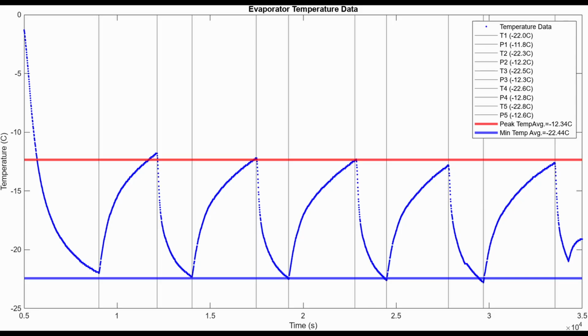Since we have two primary values here, the peak values and the trough values, I chose to take the lowest values for the parts of the refrigerator that should be cold and the highest values for the parts that should be warm. Since this is the evaporator output, it should be cold, so I'm going to take the average of the minimum temperatures, which is negative 22.44 degrees Celsius.